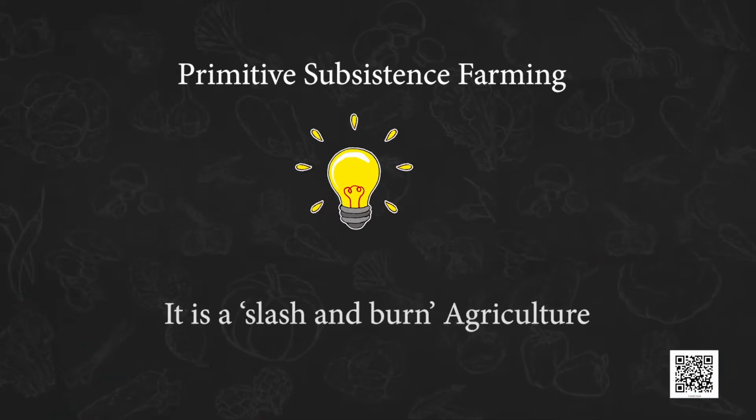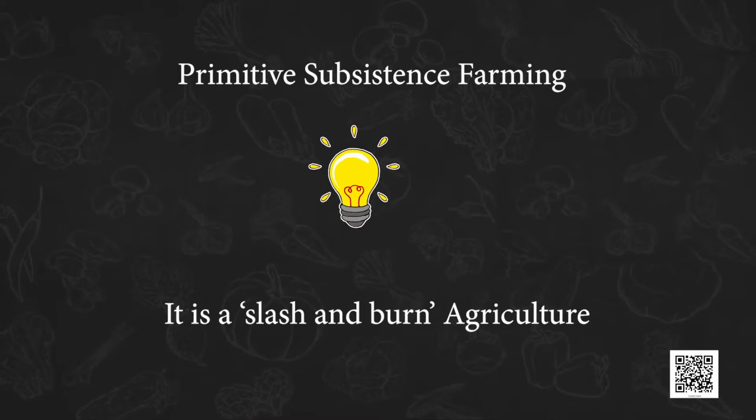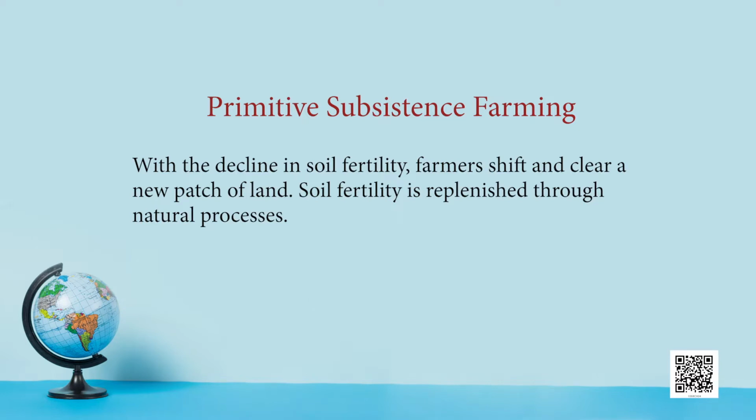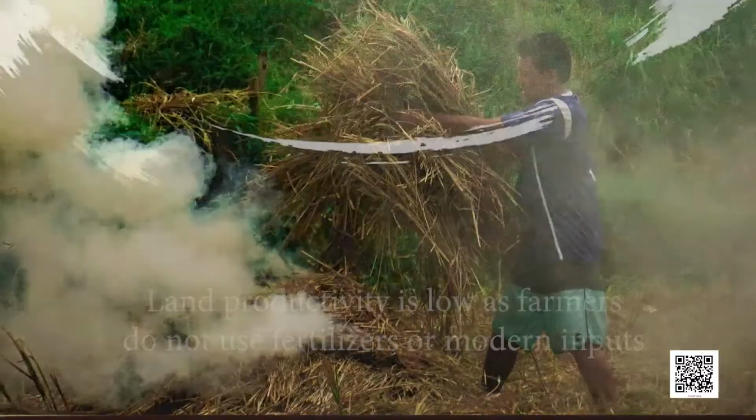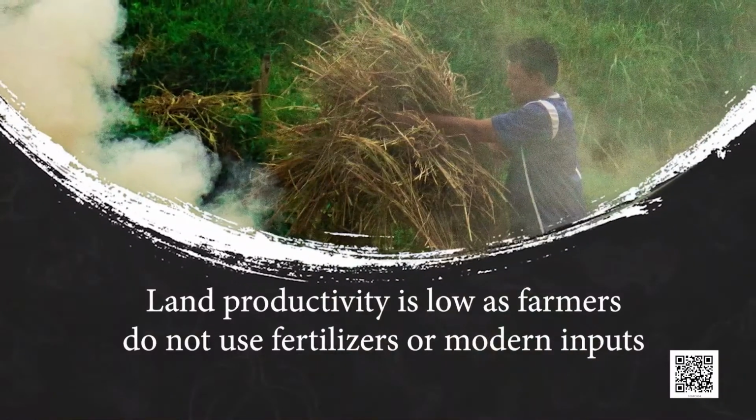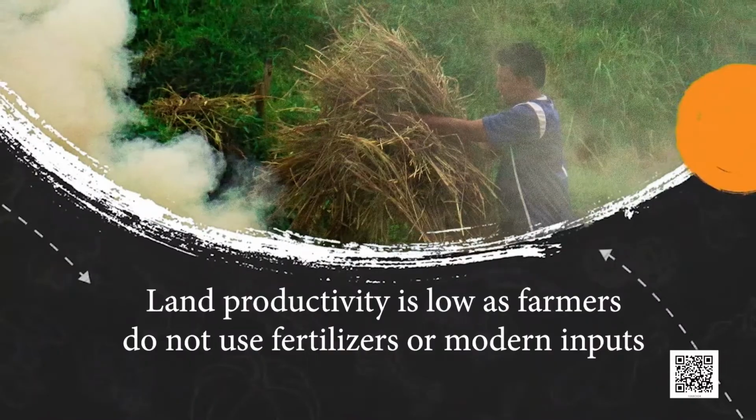Do you know, children, it is a slash and burn agriculture, and farmers clear a patch of land and produce cereals and other food crops to sustain their families. With the decline in soil fertility, farmers shift and clear a new patch of land. Soil fertility is replenished through natural processes. Land productivity in this type of farming is low as the farmers do not use fertilizers or modern inputs.